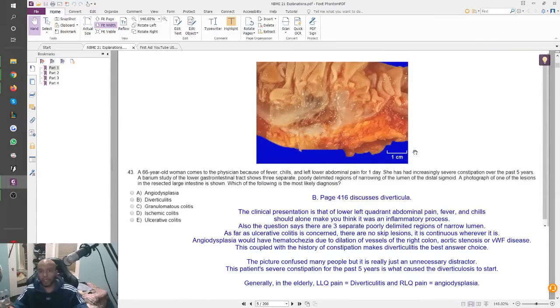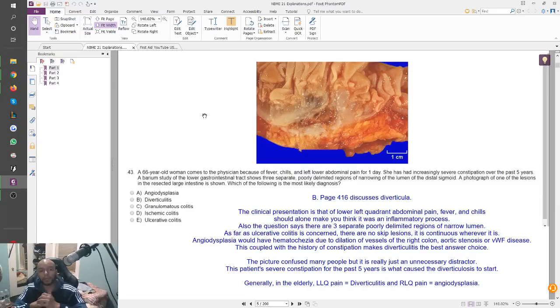Now here, when you see this picture, you know that this is something GIT related because this is from somewhere in your gastrointestinal tract. And you know something happened here. Something was looking really messed up right here. So a 66-year-old woman comes to the physician because of fever, chills, and left lower abdominal pain for 1 day. She has had increasingly severe constipation over the past 5 years.